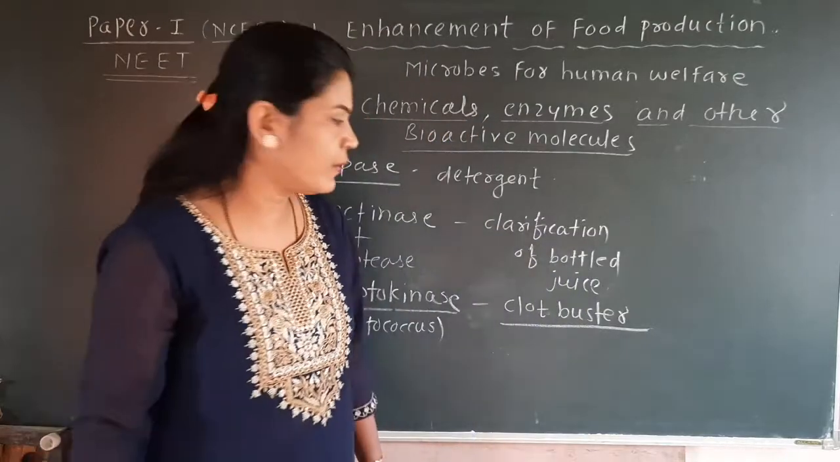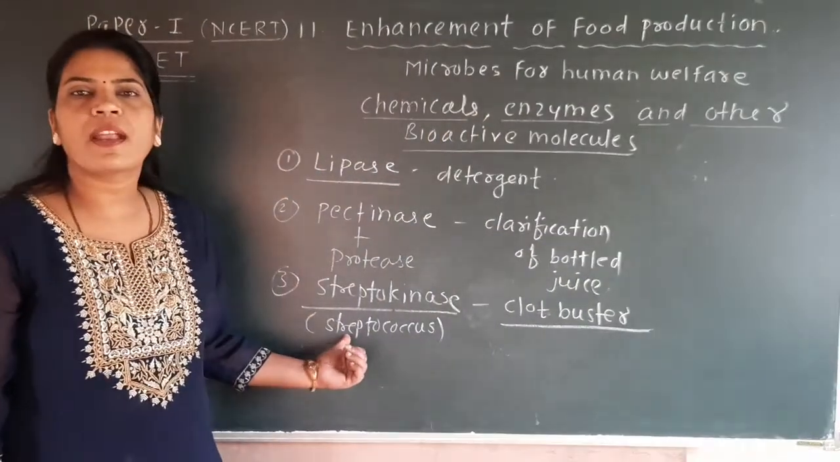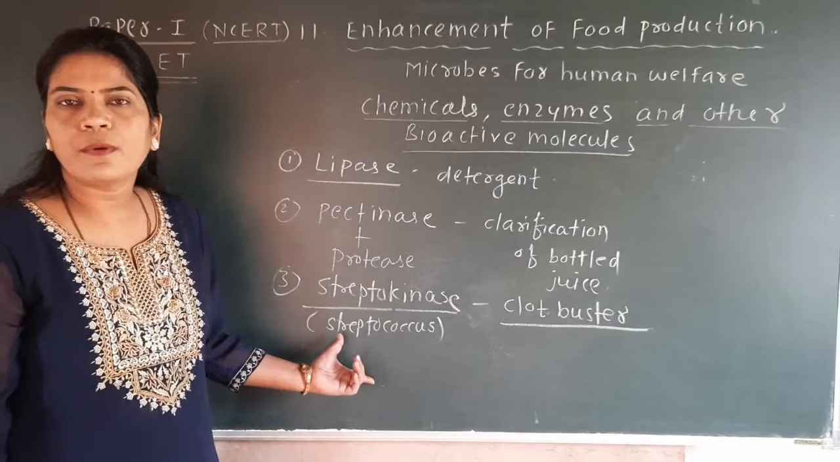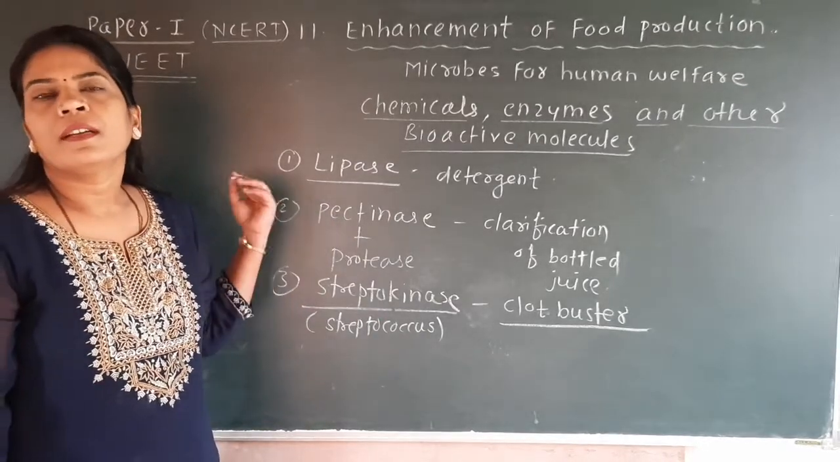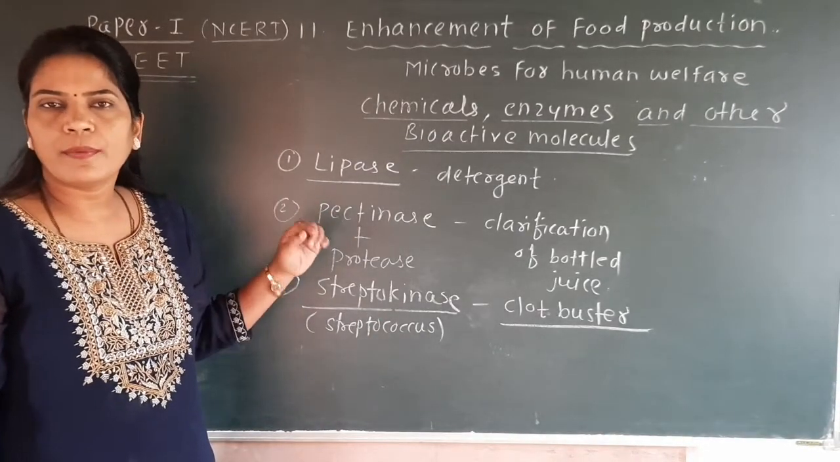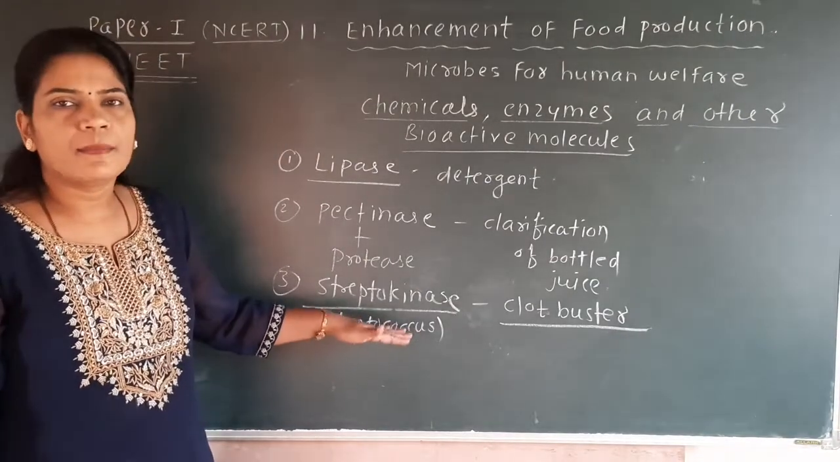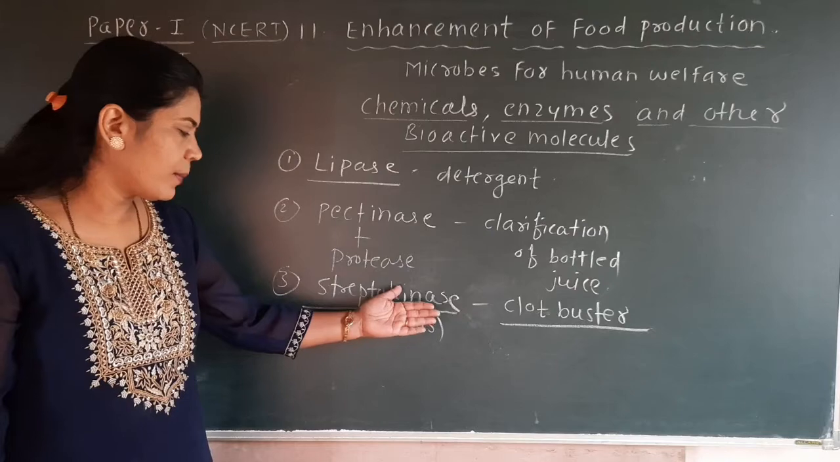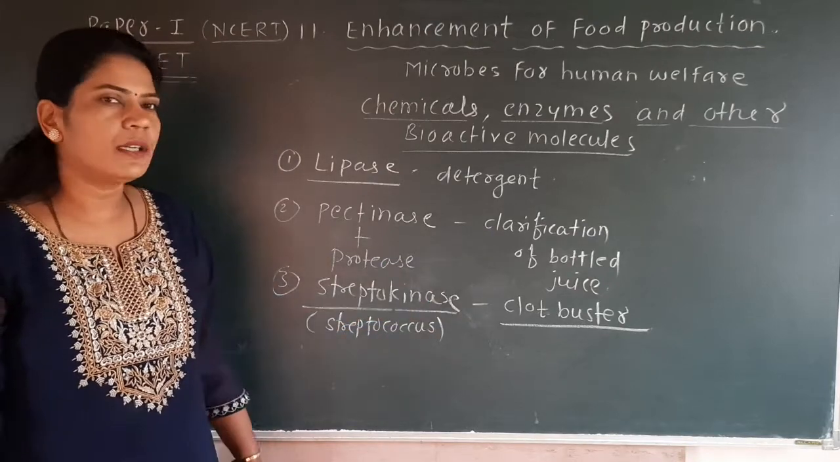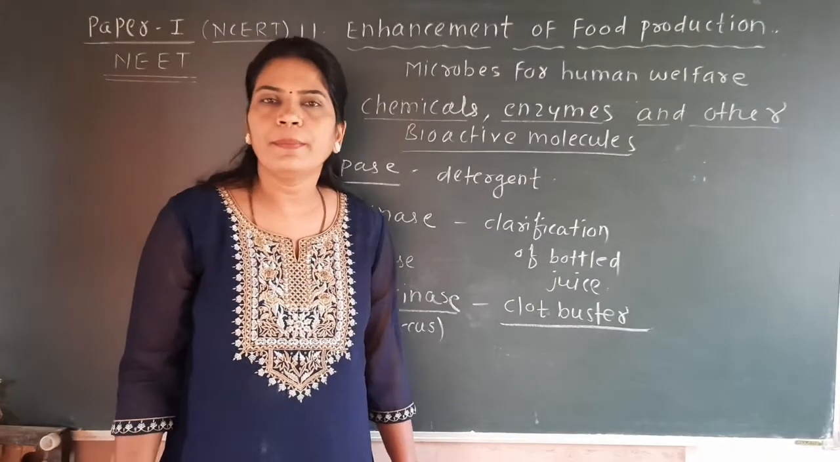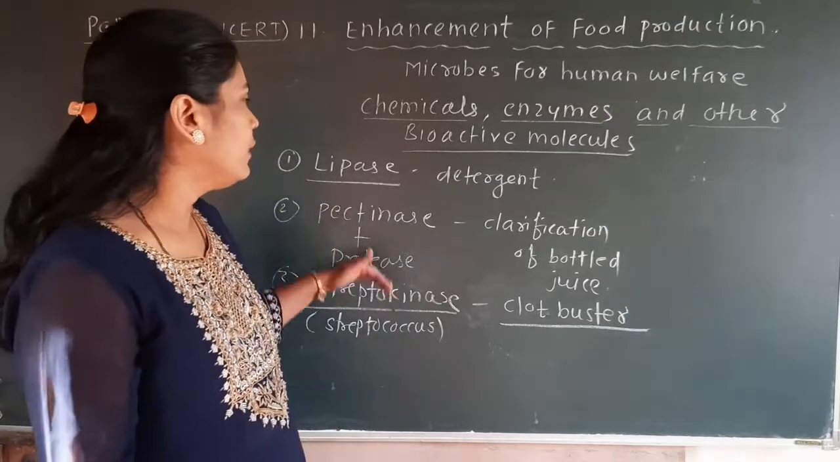Students may be confused between the Staphylococcus bacteria and the Streptococcus bacteria. Staphylococcus bacteria we have seen as the work material of Alexander Fleming, and the Streptococcus bacteria is the bacteria which produces the enzyme streptokinase. Okay, so here we have completed the point, that is the enzyme.